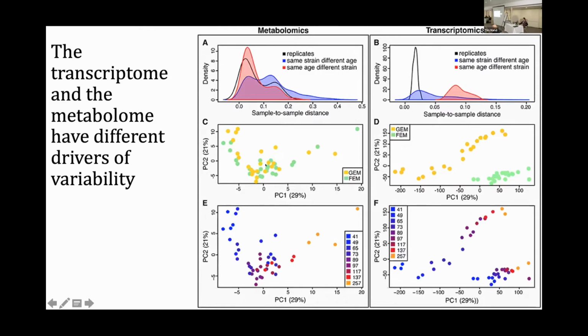So here you see the PCAs for the samples from exactly the same collections of worms. For the transcriptome on the right-hand side and the metabolome on the left-hand side. And what this visualization shows you is the variability in the underlying data projected into 2 dimensions. And you see that the strain is the main driver of variability.